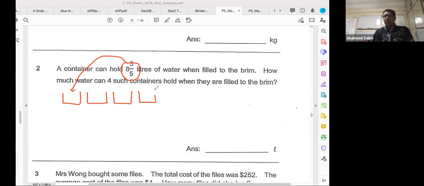Why did they tell you to the brim? Because they want you to know it's full. Fill up to the fullest, not half tank or half full. It's all filled up to the fullest.